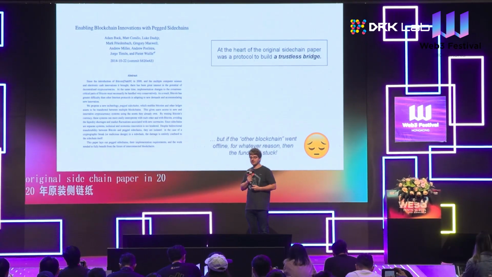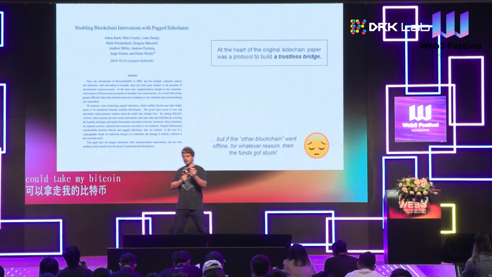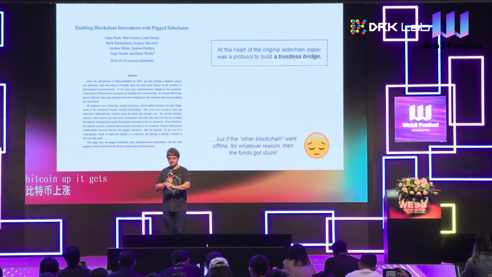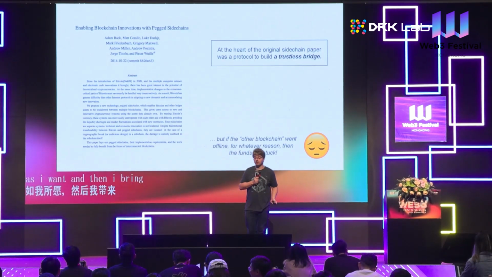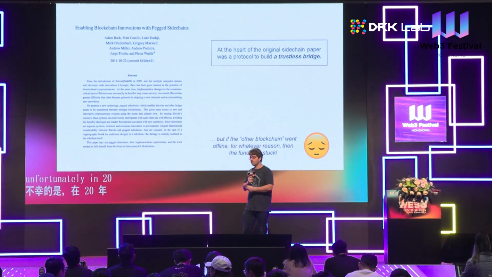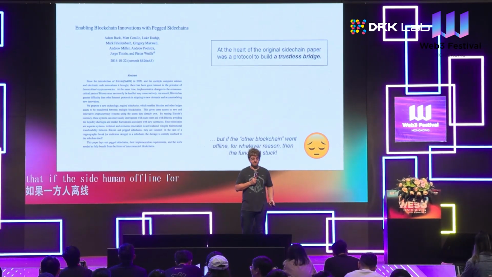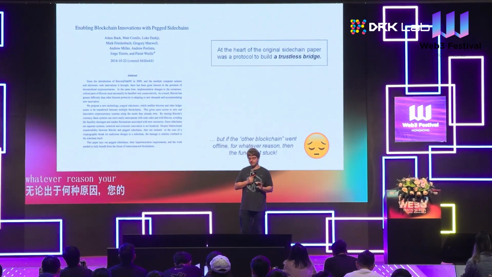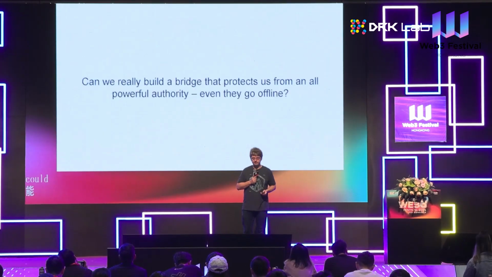They tried to build a system where I could take my Bitcoin, lock my Bitcoin up, it gets unlocked on a sidechain, I transact here as much as I want, and then I bring my Bitcoin back to the Bitcoin network. Unfortunately, in 2014, the issue was that if the sidechain went offline for whatever reason, your funds would get stuck. So the idea is that they couldn't steal your funds, but it could get stuck if it goes offline.